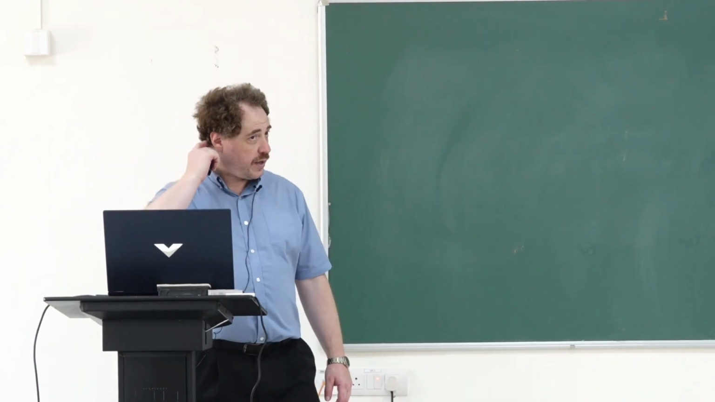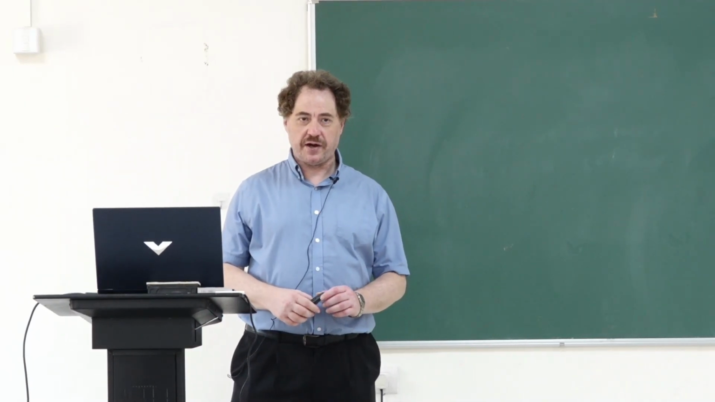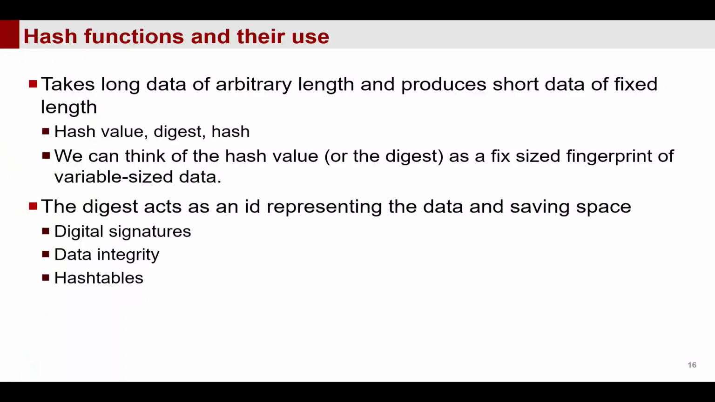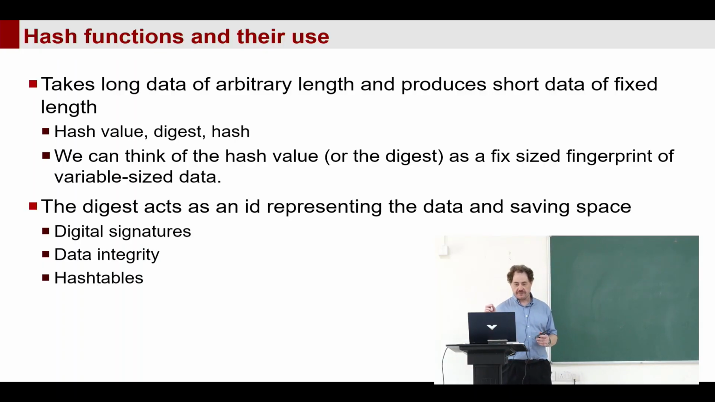Okay. The other cryptographic primitive we are going to cover in this lecture is hash functions. So what's the idea of hash functions? Well, hash functions have many uses, right? So what is a hash function? A hash function takes long data of arbitrary length and produces short data of fixed length. The result of applying the hash function is called the hash value.